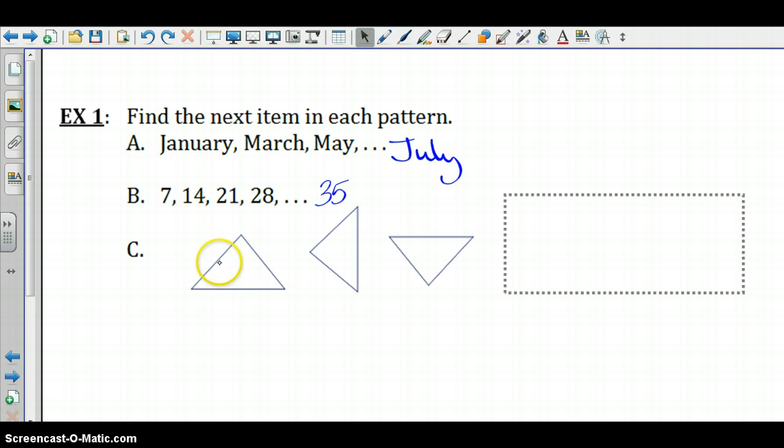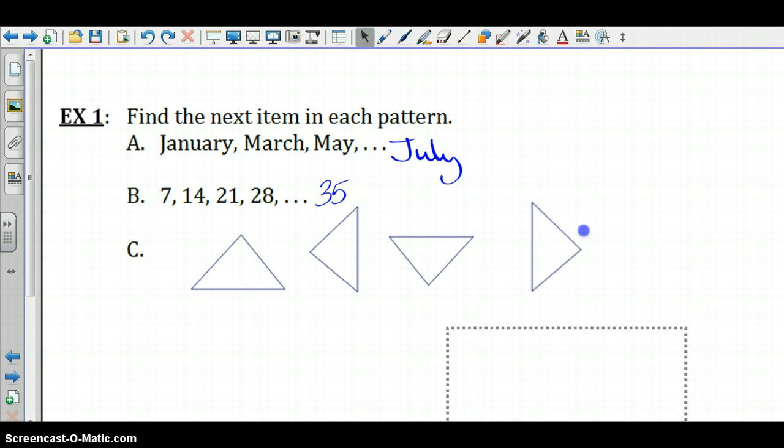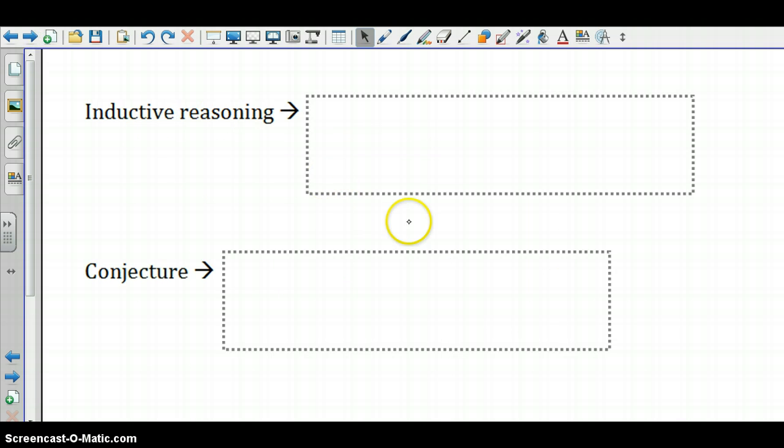And then this pattern, we have triangles that appear to be transformed. If you'll remember from our discussion over transformations, these are all rotations. They appear to be rotating 90 degrees counterclockwise. So the next rotation would produce this item, triangle facing this direction. Very good. Noticing these patterns is one of the processes that leads us to talking about reasoning.